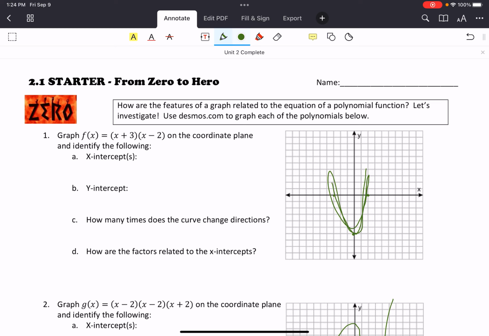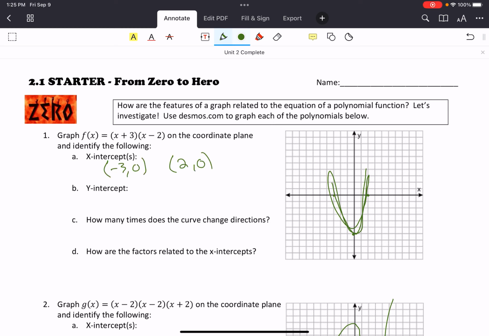how are the factors related to the x-intercepts? Can someone raise their hand and tell me what they got for that? How are the factors related to the x-intercepts? You already drew one today. I want a new voice. Yeah. The x-intercepts. Okay, so the factors represent the x-intercepts. Exactly the same? That's the opposite sign, right? It's the 0. It's what makes it 0. Okay, so here, my factors were the x plus 3 and the x minus 2, but my x-intercepts were here.